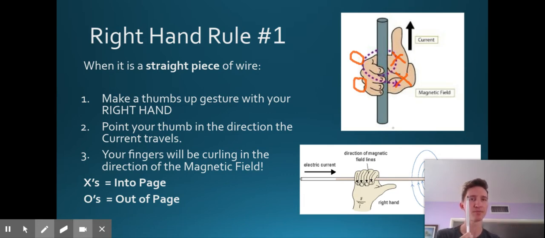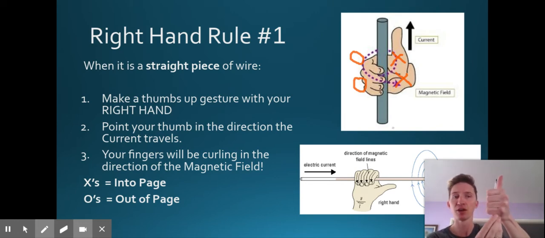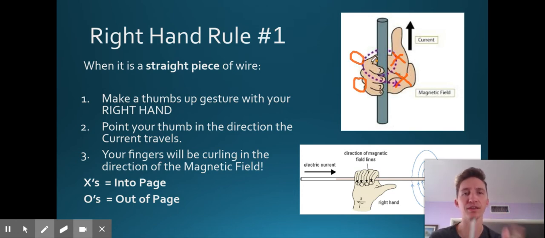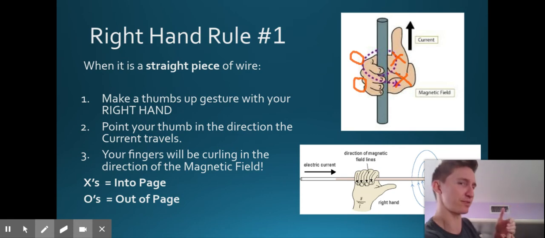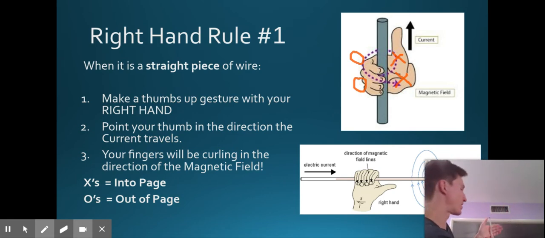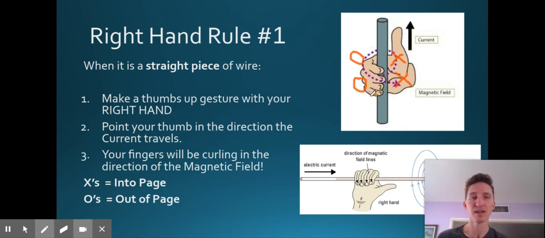For that top slide right there, again, right hand, thumb is going the direction that the electricity, the current, is going. Your 4 fingers are naturally curling in the direction of that magnetic field. And you'll notice that these fingers are currently going out of the page, and on this side, they're going into the page. And that's why you have your X's and your O's. This can be illustrated down here as well. On top here, they're coming out of the page, O's, and down here, X's, into the page.